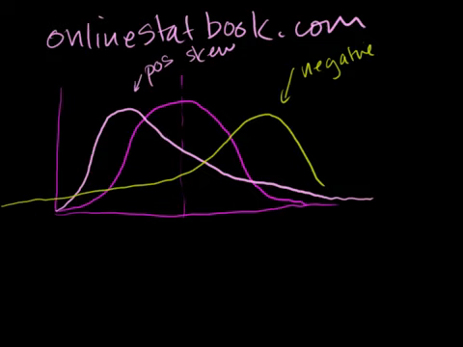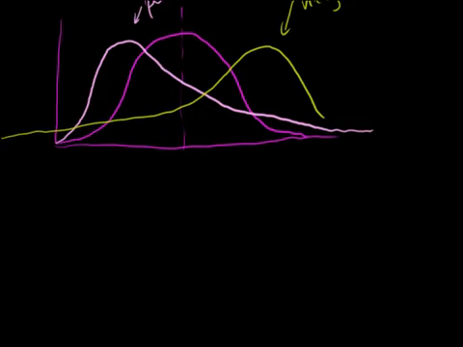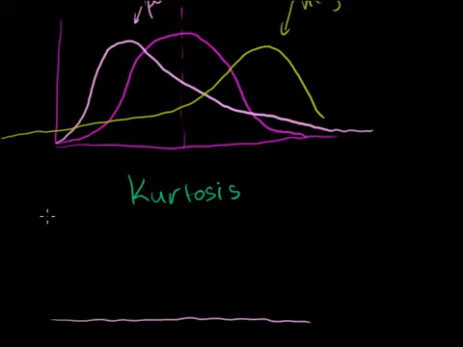Now, kurtosis, which sounds like a very fancy word, is similarly not that fancy of an idea. Once again, if I were to draw a perfect normal distribution, remember, there's no one normal distribution. You can have different means and different standard deviations.